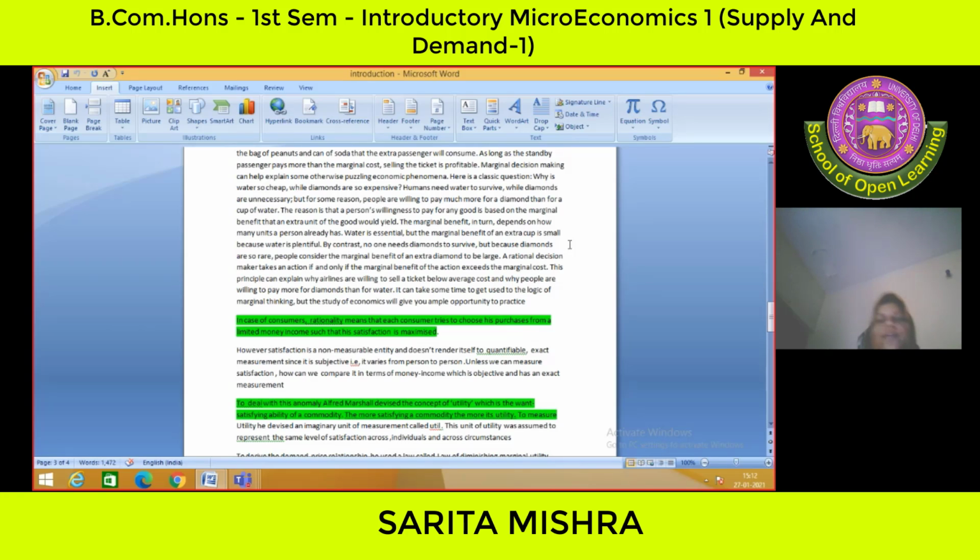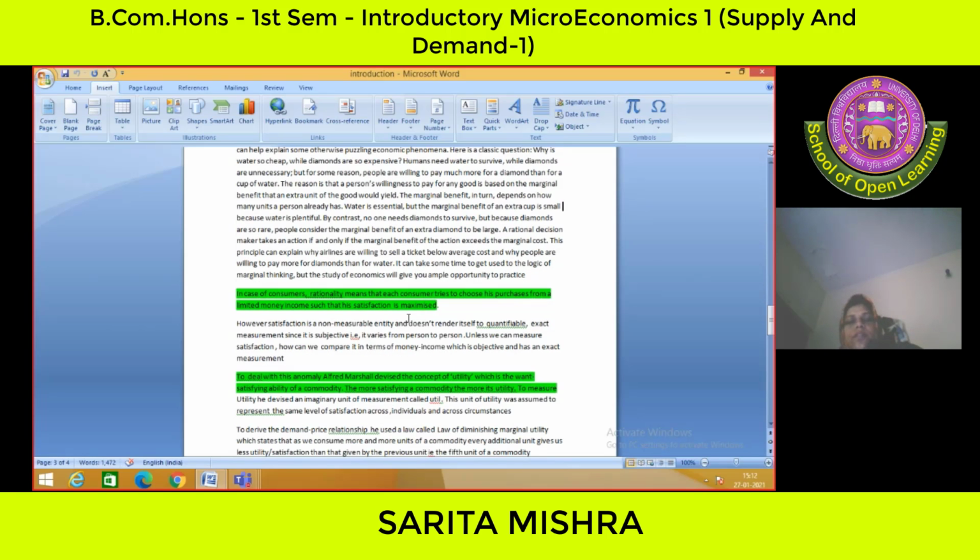Because in real life also you can observe that a person's willingness to pay for any commodity or good is based on the marginal benefit that an extra unit of the good would yield. So when you are making purchases, you are not always looking at the total benefit. Okay, you are also looking at the marginal benefit and comparing with what sacrifice you are going to make for obtaining that unit. So rationality means that each consumer tries to choose his purchase from limited money income such that his satisfaction is maximized.